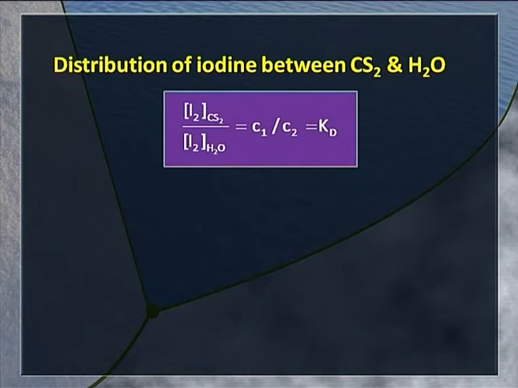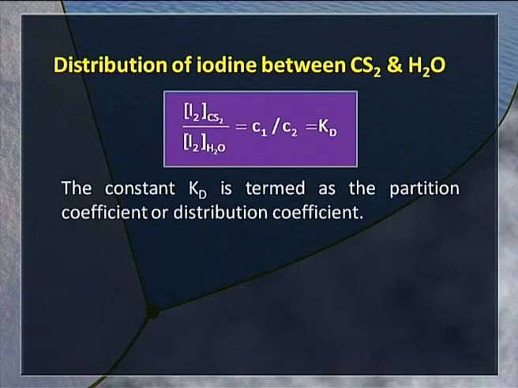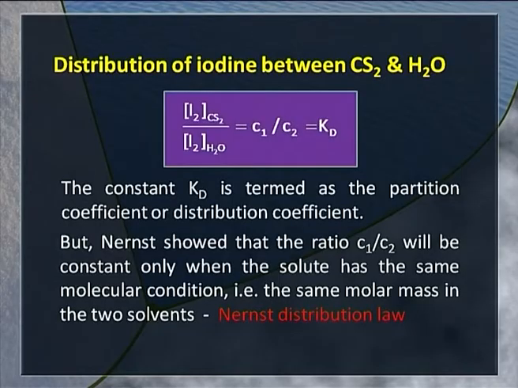Several such studies were done later, each involving a pair of immiscible liquids and different solutes, and more or less similar results were obtained. The result obtained by Berthelot and co-worker is of this type: concentration of iodine in carbon disulfide layer divided by concentration of iodine in water layer is equal to C1 by C2. That is taken as Kd, which is a constant and is termed the partition coefficient or the distribution coefficient. However, extensive studies by Nernst showed that in many cases C1 by C2 is not found to be constant.